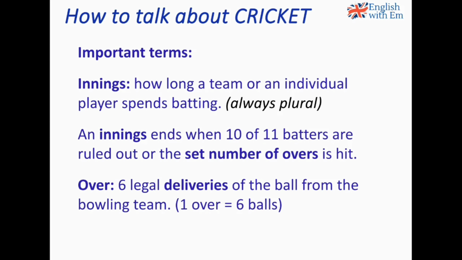So an over, this is 6 legal deliveries of the ball from the bowling team. So when the bowler throws the ball, that is called a delivery. And 1 over equals 6 balls or 6 deliveries.